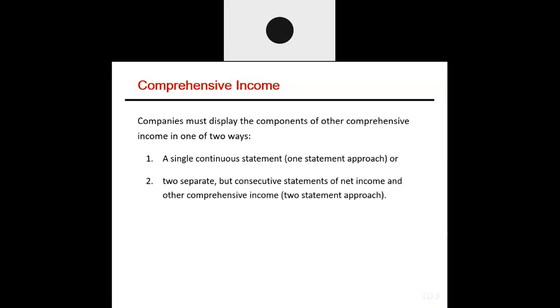Companies must display the components of other comprehensive income in one of these two ways. Like in the previous slide, it's either the expanded version, which we call the one statement approach, a single continuous statement, or you can prepare a separate comprehensive income statement, which is the two statement version: one income statement, and another comprehensive income statement.